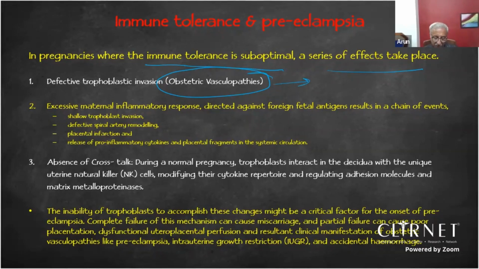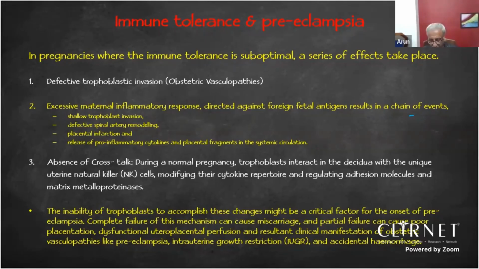So if you go a step ahead according to that question, this means PIH or hypertensive disorders of pregnancy, pregnancy losses, stillbirths. They are all obstetric vasculopathies. Anywhere there is a disturbance in immune tolerance, or it is suboptimal, it leads on to obstetric vasculopathies. One. Secondly, there is an excessive maternal response.